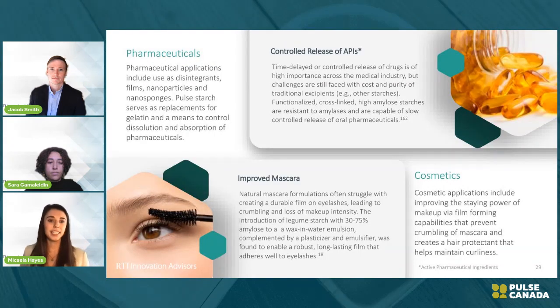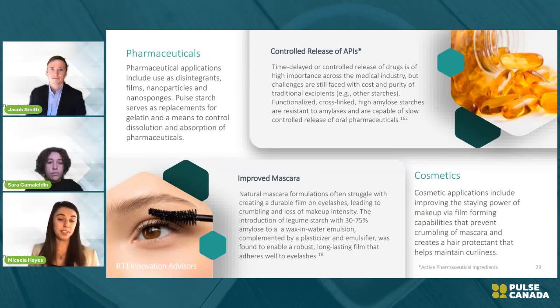So this slide highlights a little bit more detail relative to both pharmaceuticals and cosmetics. Again, within pharmaceuticals, pulse starch was most often used as a disintegrant. It improved the film capabilities of the end result, so the tablet in most cases, and was used in nanoparticle and nanosponge applications. Notably, there were several patents that highlighted the use of pulse starch as a replacement for gelatin based off of some of these functional attributes.